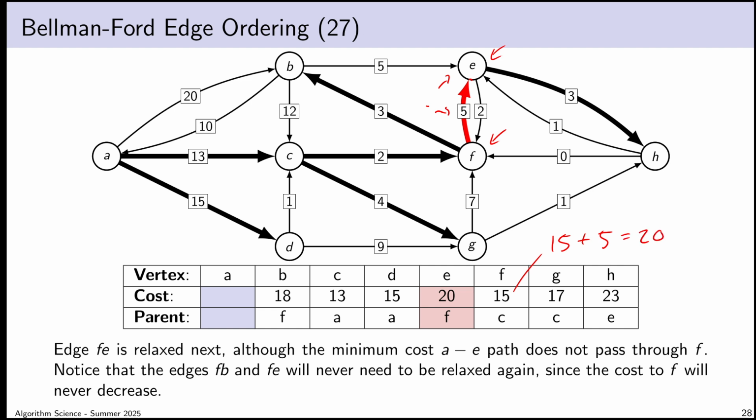At the next round of relaxations, if I try relaxing this edge again, will anything be any different? Well, of course the answer is no, because the cost of the edge will never change, and the cost of travel to F will never change either. In other words, if I already know that the total cost of travel to F has been minimized, then I don't need to relax any edges that begin at F ever again, because nothing will change. I'll just do the same calculation over and over again.